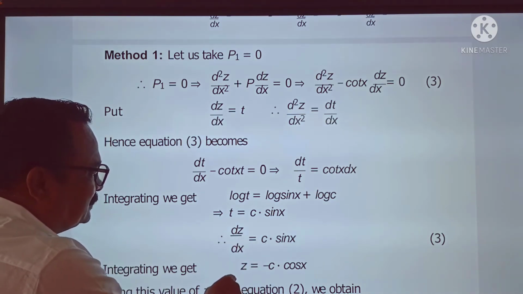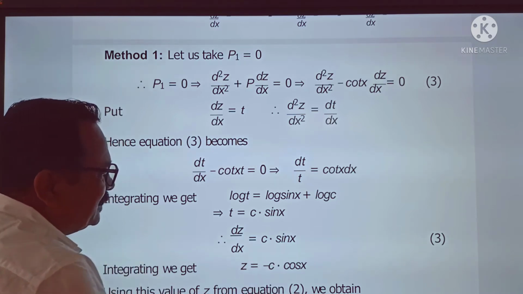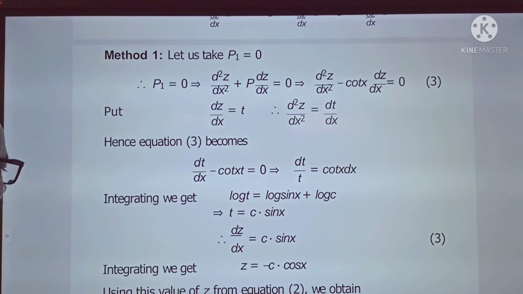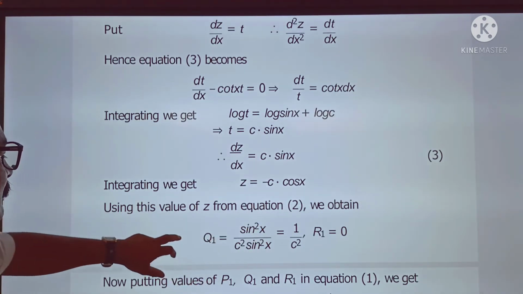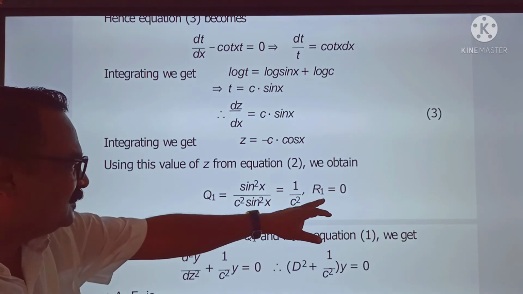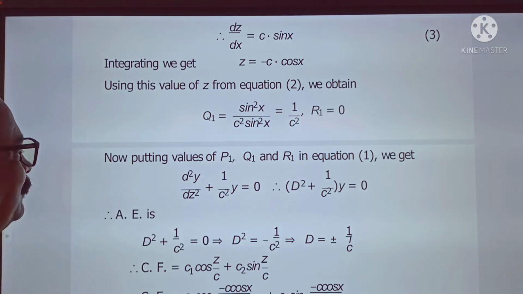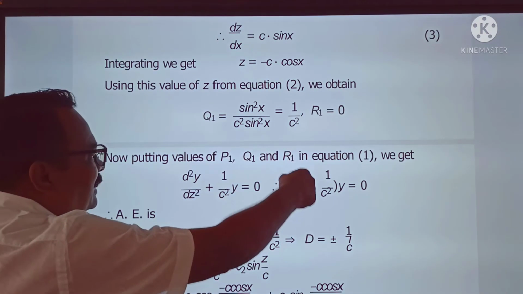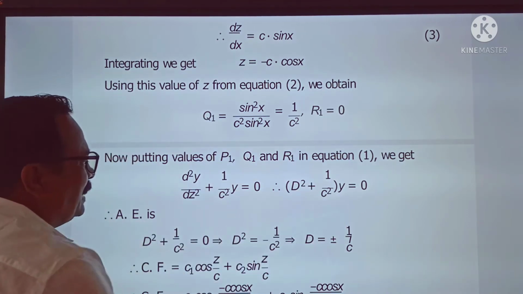Again integrating with respect to x, we get z is equal to minus c, since the integration of sin x is minus cos x. That's why minus c into cos x. So using this value of z from equation 2, we obtain q1 is 1 upon c square, r1 is 0. So substituting the values of p1, q1, r1, we get p1 is already 0, q1 is 1 upon c square, r1 is 0. So we get d square plus 1 upon c square into y is 0.